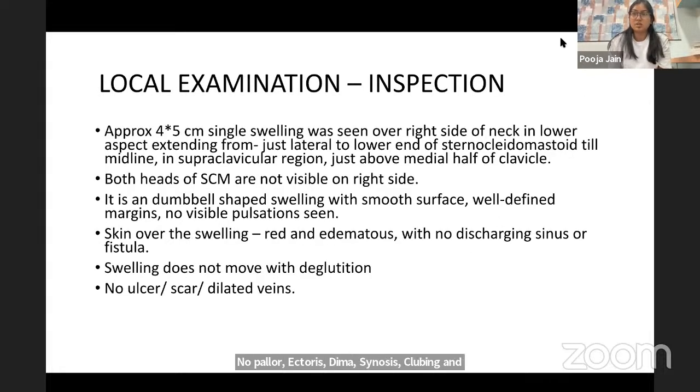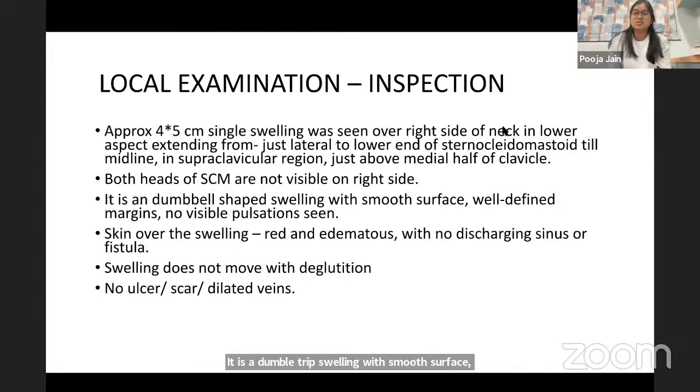In local examination, on inspection, an approximately 4 into 5 centimeter single swelling was seen over the right side of the neck in the lower aspect, extending from just lateral to the lower end of sternocleidomastoid till the midline in the supraclavicular region, just above the medial half of the clavicle. Both heads of SCM are not visible on the right side. It is a dumbbell-shaped swelling with smooth surface, well-defined margins, no visible pulsation.